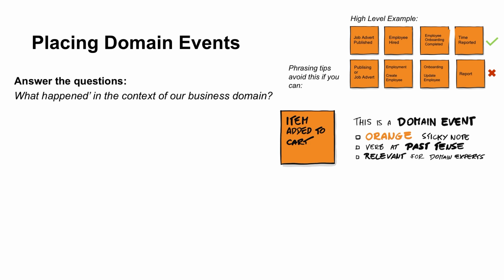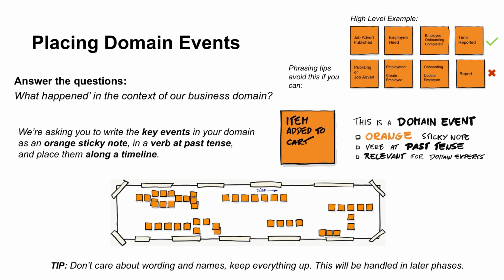You can try to do it with proper semantics as much as possible, but really that's not the most important part. In the end, when everyone's instructed to do this, you will have everyone writing these key events in the domain on an orange sticky note, as a verb in past tense, and placing them along a timeline. The timeline here is the canvas, and it's not really calendar time, like this is what I do on Mondays. It's more like the cause and effect type of time.